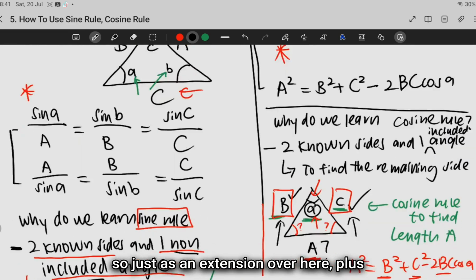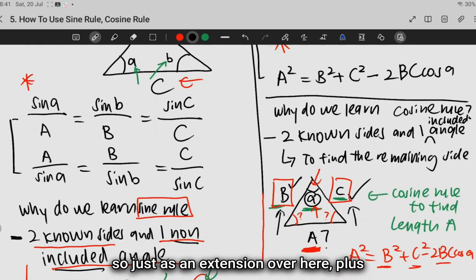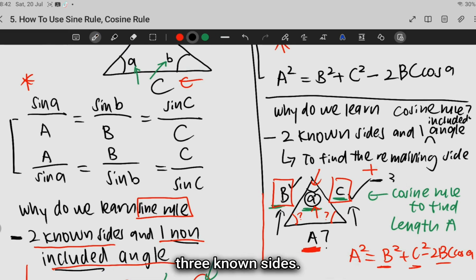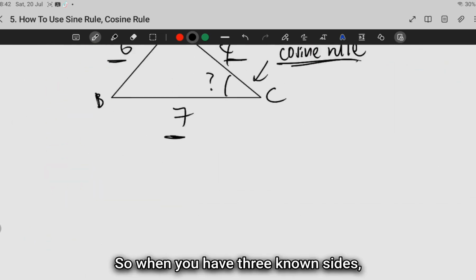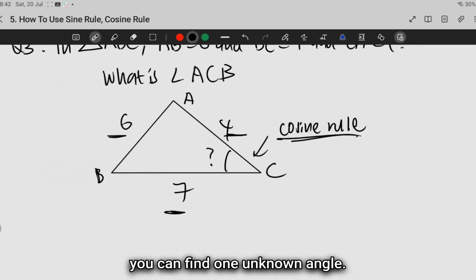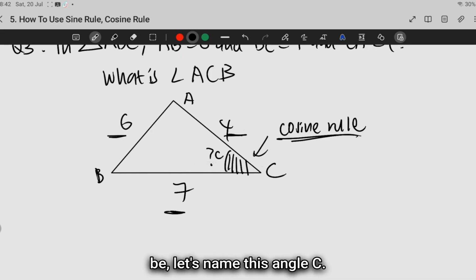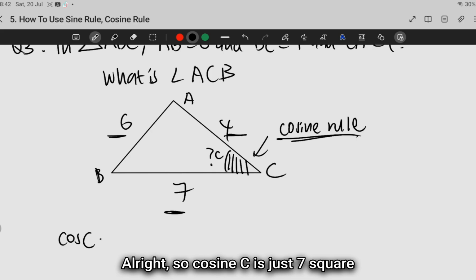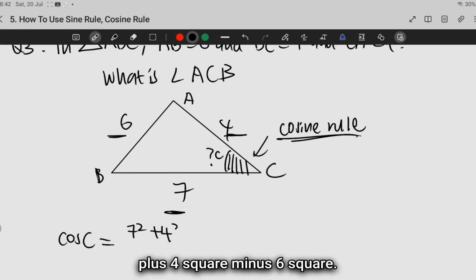So just as an extension over here, 3 known sides. So when you have 3 known sides, you can find one unknown angle. And how do we do that? This angle over here, let's name this angle C. Alright, so cosine C is just 7 square plus 4 square minus 6 square.